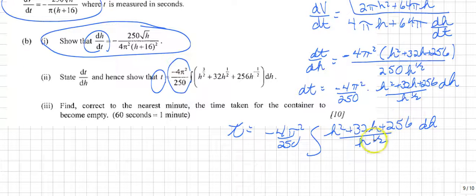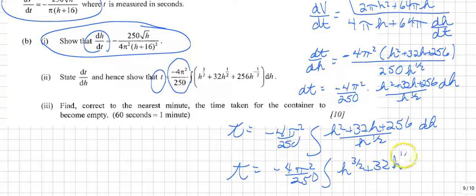Well, that's easy enough because we can use our exponential properties. h to the 2 over h to the 1/2, you subtract the powers. So we're done. Keep that constant out front, and times the integral of h to the 3/2 plus 32h to the, subtract the powers, 1/2 plus 256.